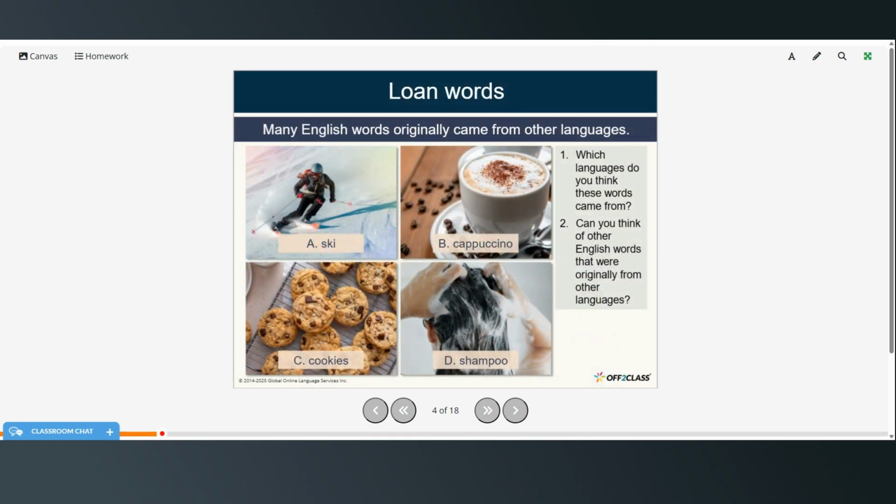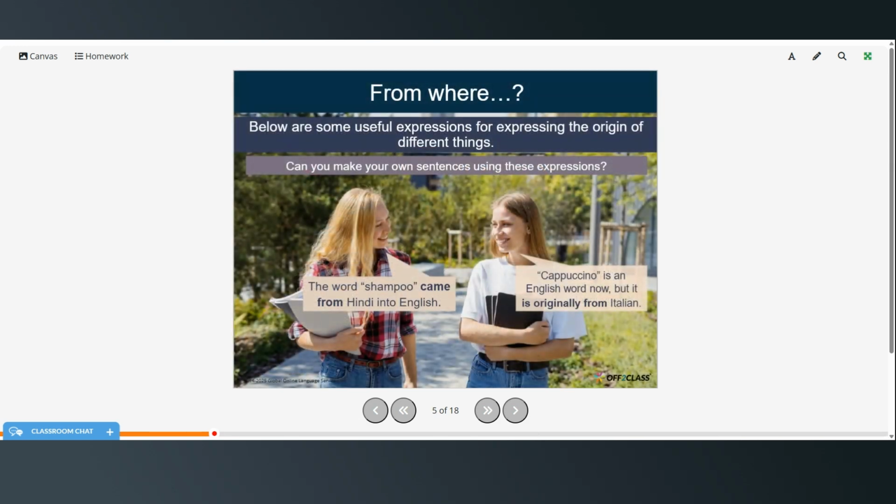So many English words originally came from other languages. Ski, cappuccino, cookies, and shampoo. So which languages do you think that these words came from? And can you think of other English words that were originally from other languages? Now we're going to learn some useful expressions for expressing the origin of different things. So can you make your own sentences using these expressions? The word shampoo came from Hindi into English. Cappuccino is an English word now, but it is originally from Italian.